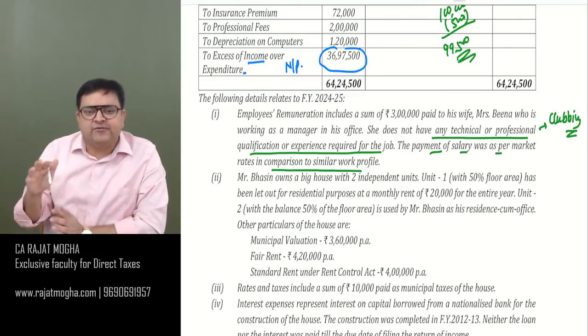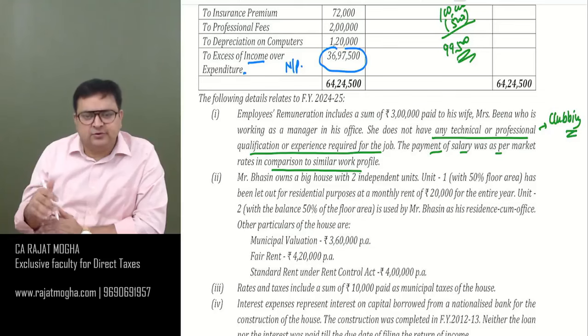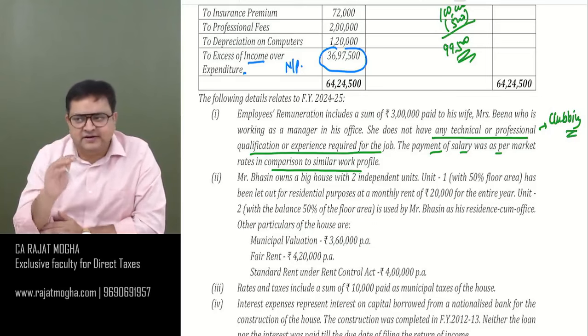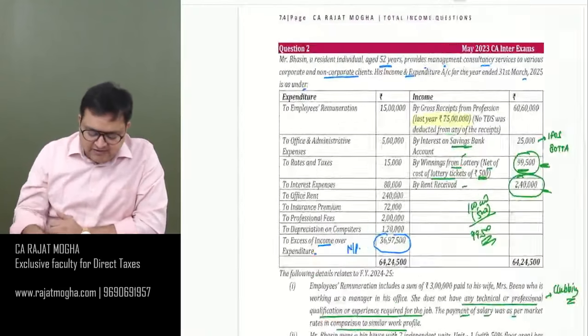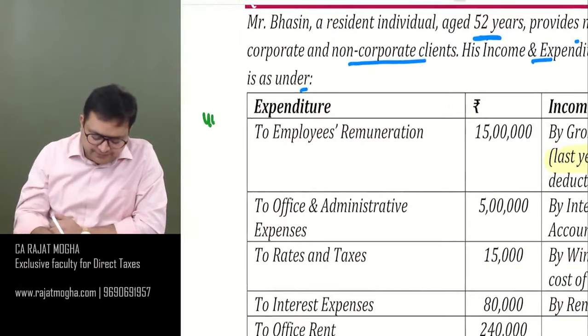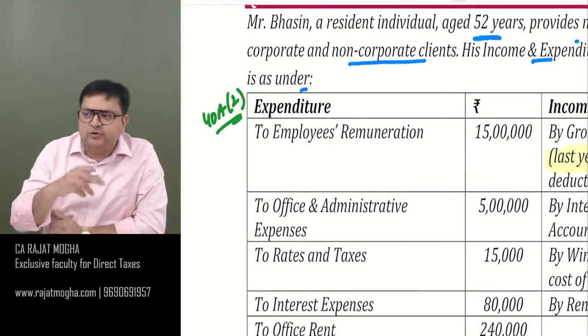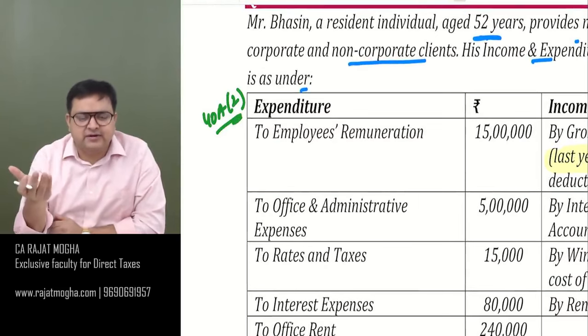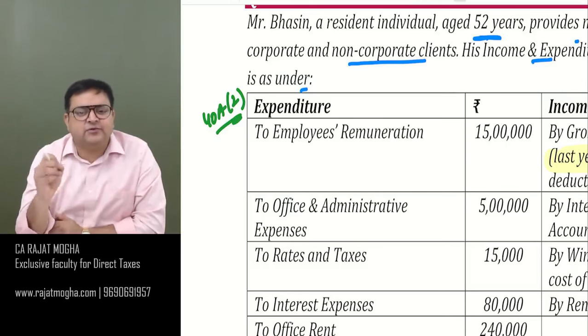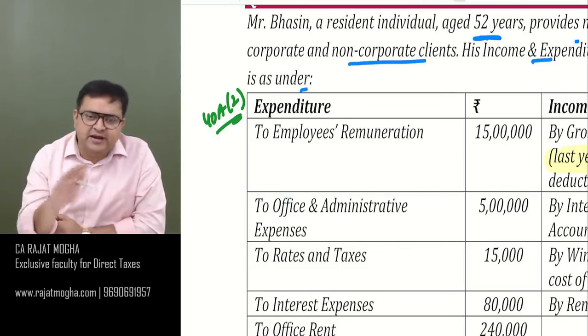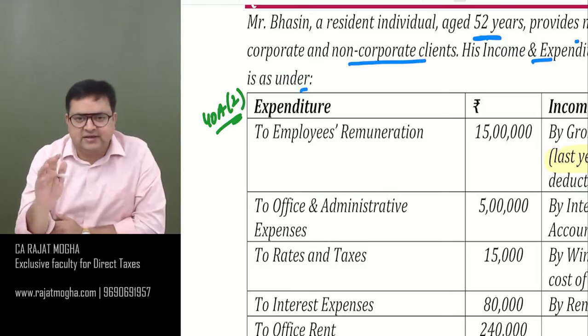So for similar work profile, we pay 3 lakh. To his wife also, this assessee has paid 3 lakh rupees. So it is as per the market standards. So we have a section 40A(2), which says that payment to a relative more than the market price is not allowed. So right now 40A(2) will not be attracted because 3 lakh is the market standard and we are paying as per the market standard. So in business, PGBP, we are completely okay with it. 40A(2) will not say anything because it is as per the market standards.